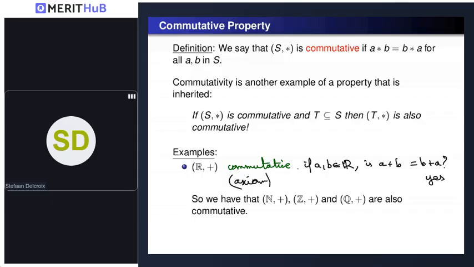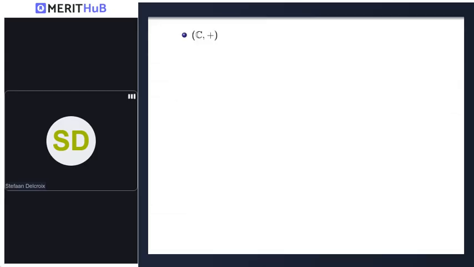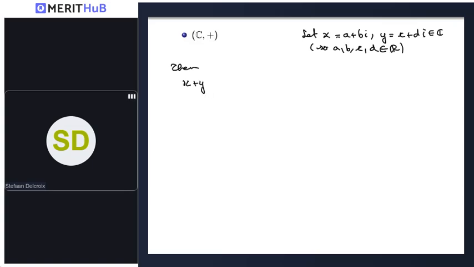But there's one set bigger out there, the complex numbers. For the complex numbers, we're going to have to prove it. So we pick two complex numbers. Let me immediately write them as a plus bi and c plus di, be complex numbers. So that means a, b, c, d are real numbers. Then what is x plus y? That's a plus bi plus c plus di.